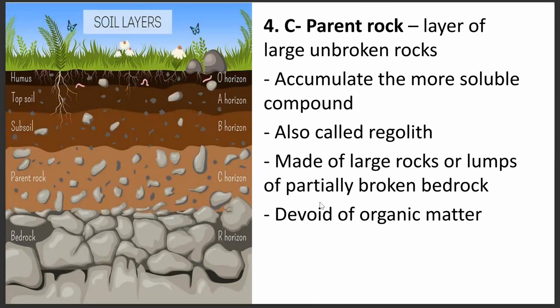The next layer would be the parent rock, or the C. It is a layer of large unbroken rocks that accumulate the more soluble compounds, also called regolith, made of large rocks or lumps of partially broken bedrock, devoid of organic matter. So you can see here chunks of rocks in this particular layer, the parent rock.